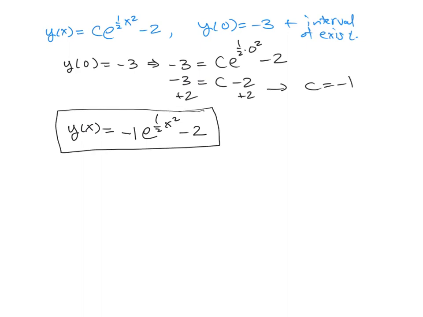All right, the last part is to state the interval of existence. And you will notice that we have an exponential function that has a quadratic exponent. So there's no issues whatsoever with having to worry about division by 0 or roots of negatives or anything like that. So the interval of existence is actually all real numbers because this function is defined for all values of x, and it's differentiable for all values of x as well. So the interval of existence, again, is all real numbers, the entire number line.